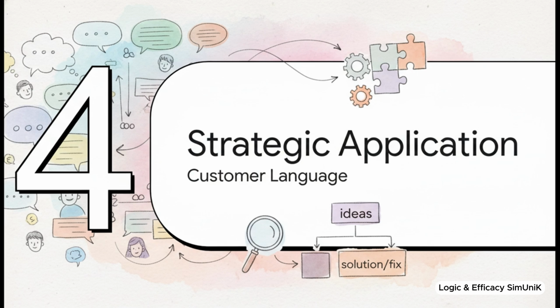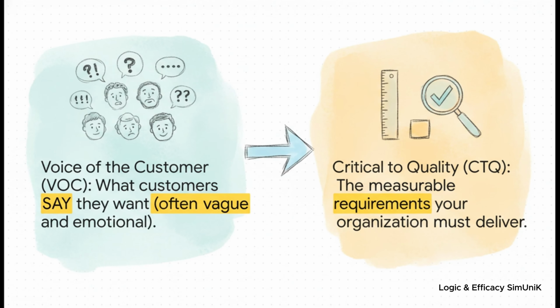So you might be asking, okay, where is this thing really a game changer? Well, one of its most strategic applications is translating what your customers are actually telling you into something your business can fix. You see, in process improvement, we talk a lot about the voice of the customer, or VOC. That's what customers say. Things like, your service is confusing, or this takes too long. It's often pretty vague. The challenge is turning that into something we call a critical to quality requirement, or a CTQ, which is a specific, measurable target your company can actually aim for.